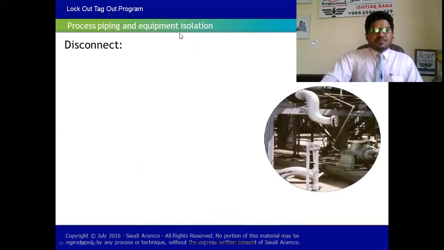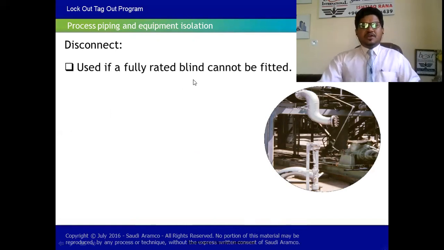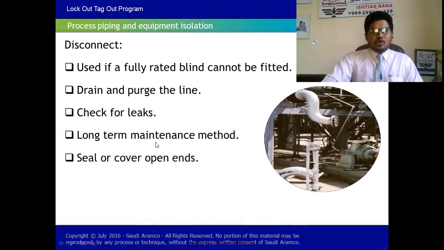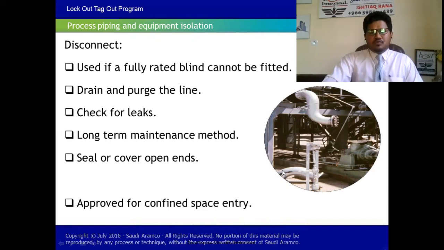Now, process piping and equipment isolation, disconnection, look at the picture. Look at the picture. So use if a fully rated blind cannot be fitted, drain and purge the line, check for leaks, long-term maintenance method, seal or cover open ends, and this is approved for confined space isolation.